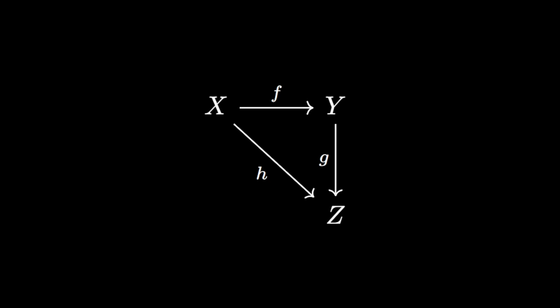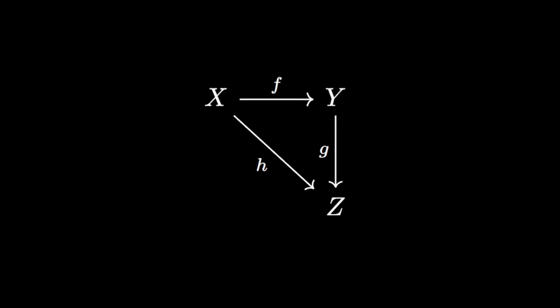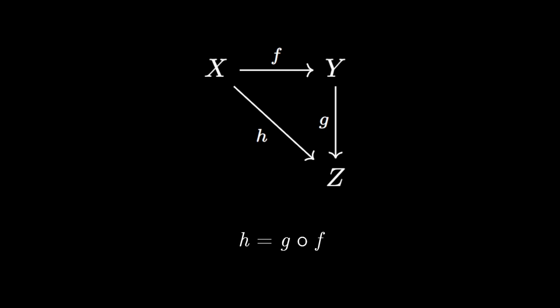This is useful enough by itself, but certain diagrams have an additional helpful property. A diagram is commutative if for every pair of objects in the diagram, all routes between them are equivalent. For example, this diagram here is commutative if and only if h is equal to the composition of f and g.